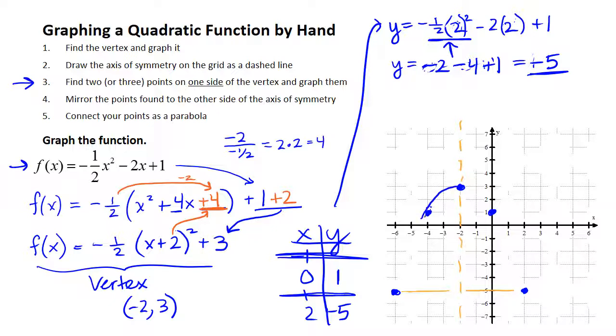I can connect my points. A little tricky to do on a computer screen. Here we go, and we get a pretty good, nice graph of this quadratic function. As I mentioned before, you can check points. So you could check that point at 0, 1, or you could check the point at 2, negative 5 in the equation and make sure it works. I'll leave that for you.